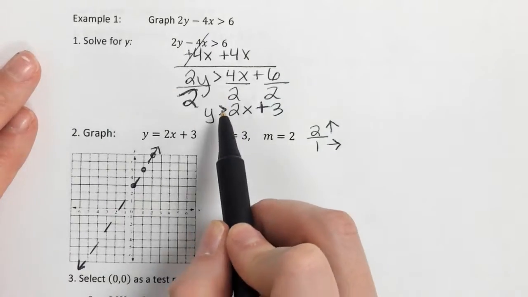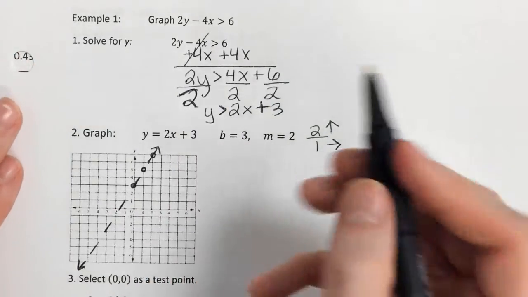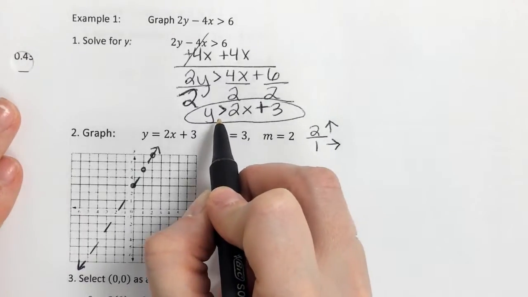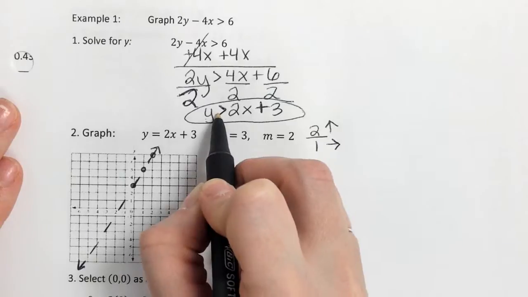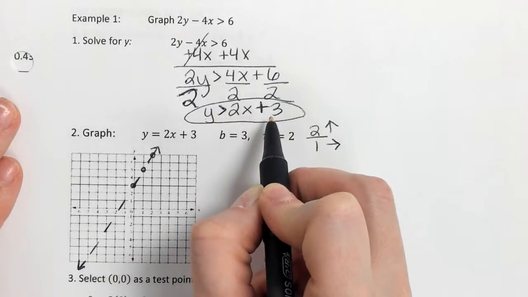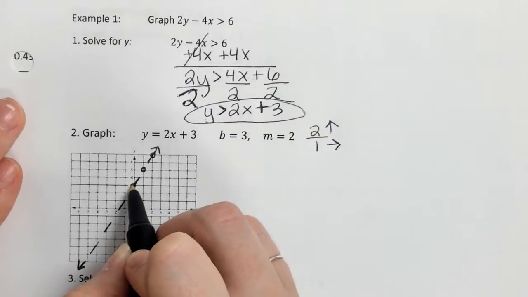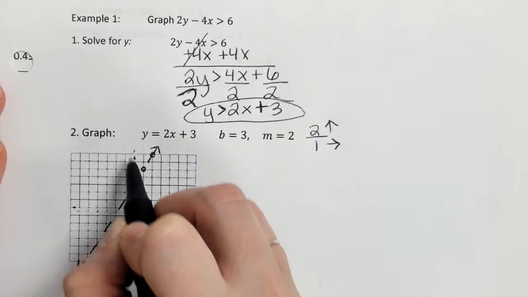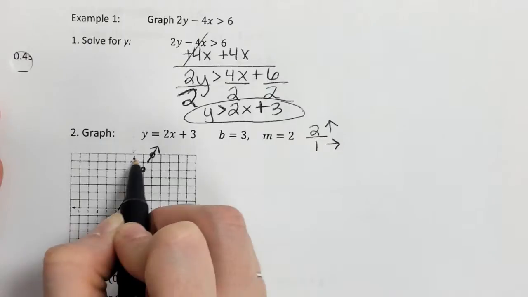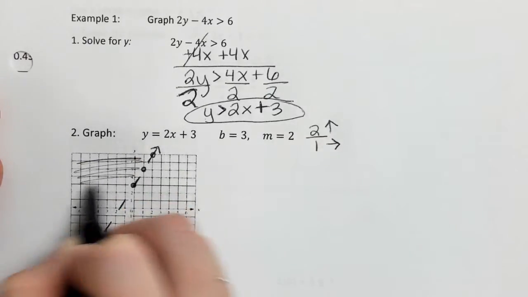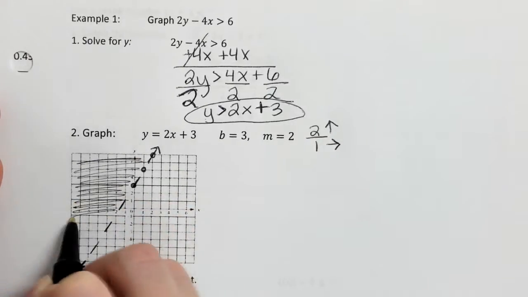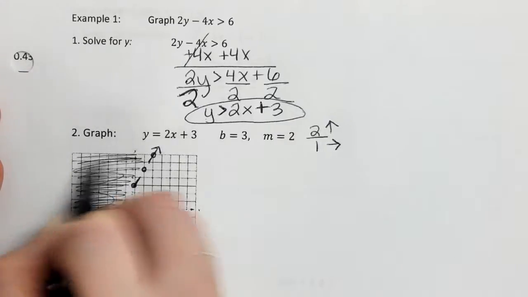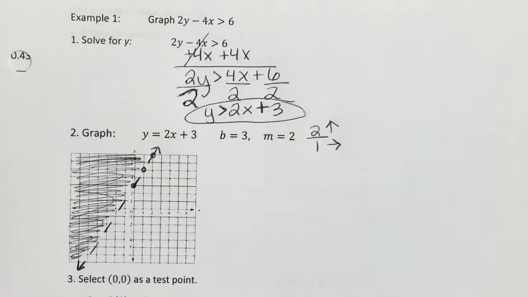Now look at my equation in slope-intercept form. This is the inequality symbol you want to look at. It says y is greater than 2x plus 3. What I do is I look at the y-intercept. Since it says greater than, I shade the area above. So I shade this whole area. Just go above the line, because it's greater than that line.